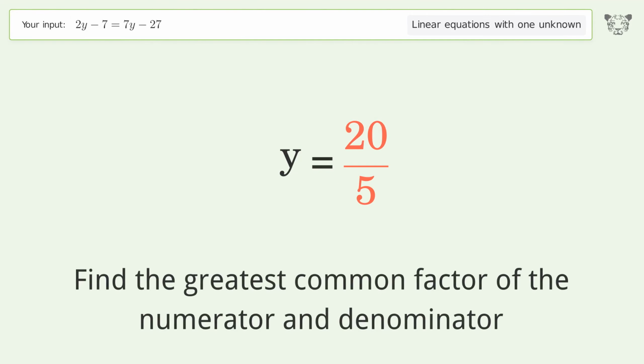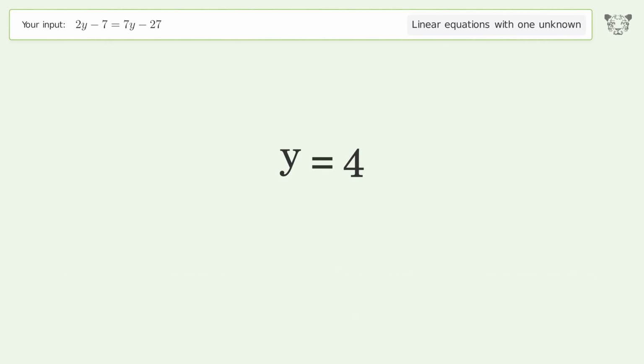Find the greatest common factor of the numerator and denominator. Factor out and cancel the greatest common factor. And so the final result is y equals 4.